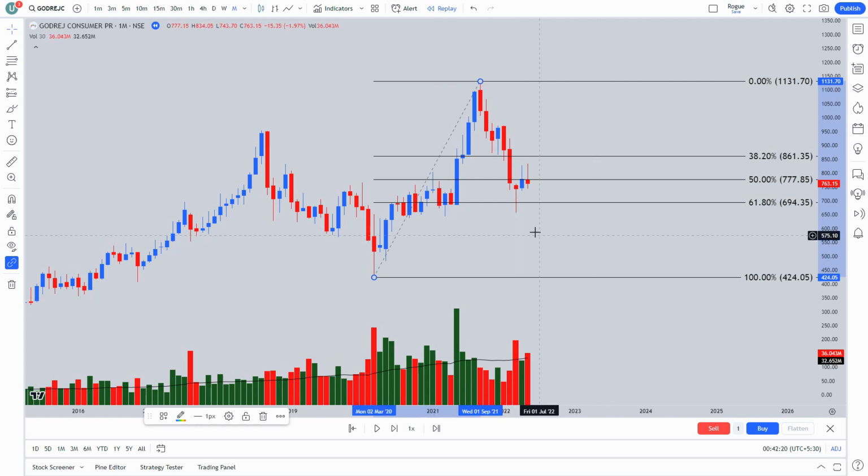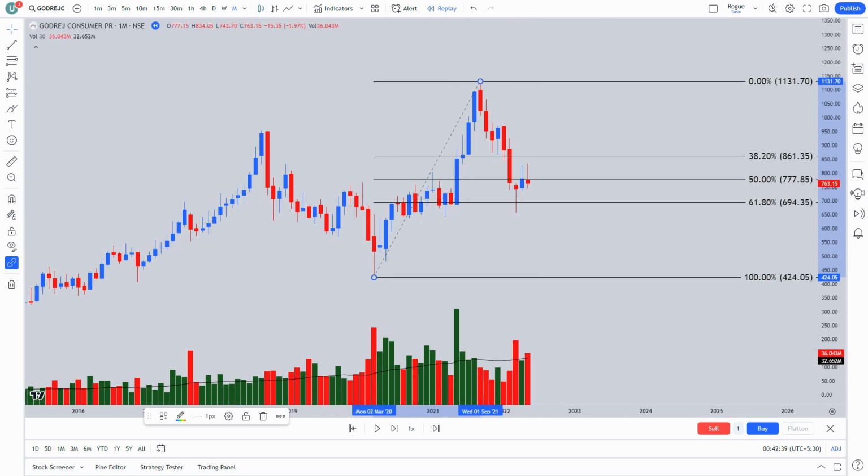Okay, so obviously after an impulse you should get a corrective, after a corrective you should get an impulse. That is what market structure is all about. Okay, and please understand, I'm not using the Fibonacci levels right here to determine an entry in the market. I'm using the Fibonacci levels to measure a corrective.